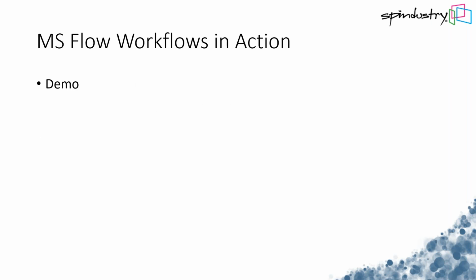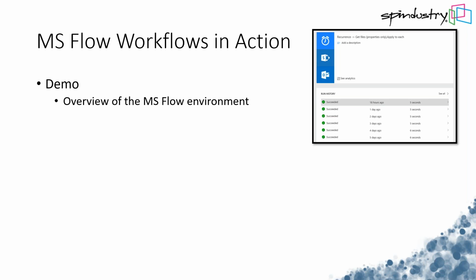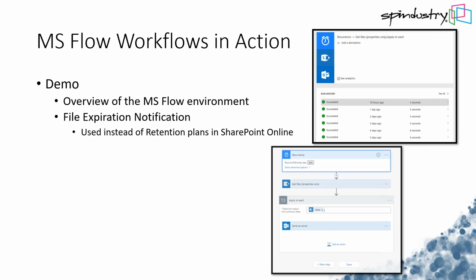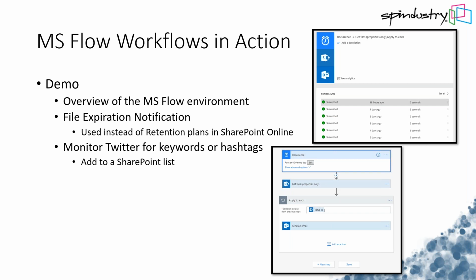So what I'd like to kind of demonstrate over here is a couple of different things. I'm going to first walk us through the environment and just show us a little bit about where Flow is, how do I get to it, what do I do with it, those types of things. And then I'm going to do a file expiration notification and show you how that works. That's pretty cool. And then also, when I get there, I'll talk about retention plans and how that's failing inside of SharePoint Online.